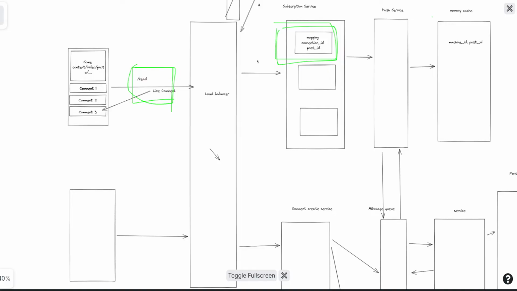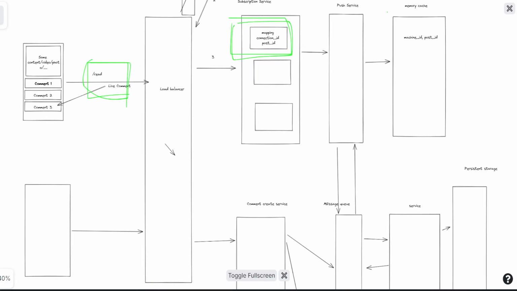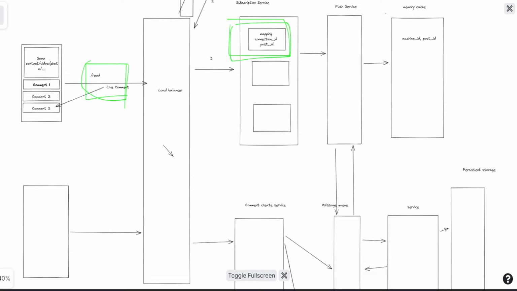Okay, so this mapping and connection ID or post ID, you are relying on the underlying HTTP protocol to actually build this and maintain this? Or how do you maintain this? Are you going to maintain this manually, or going to be relying on the HTTP protocol to do it for you?